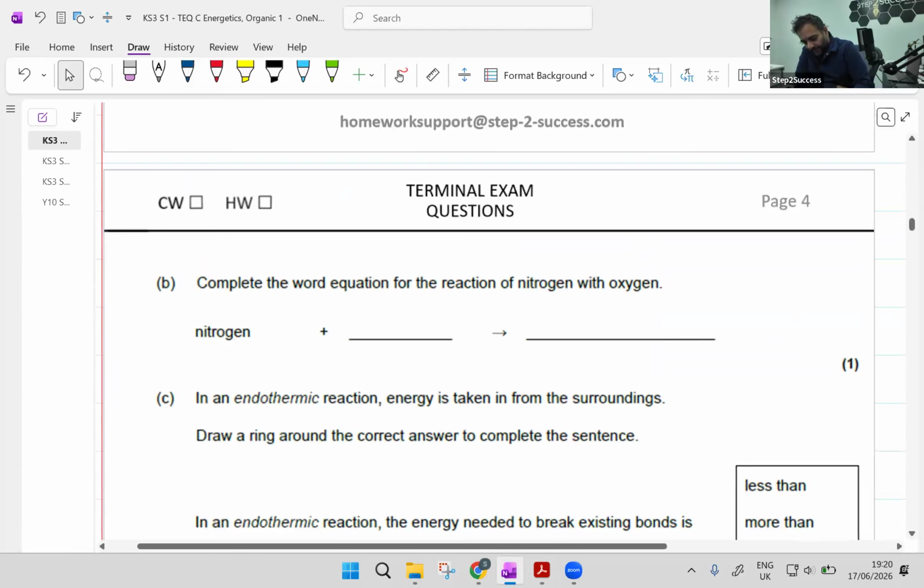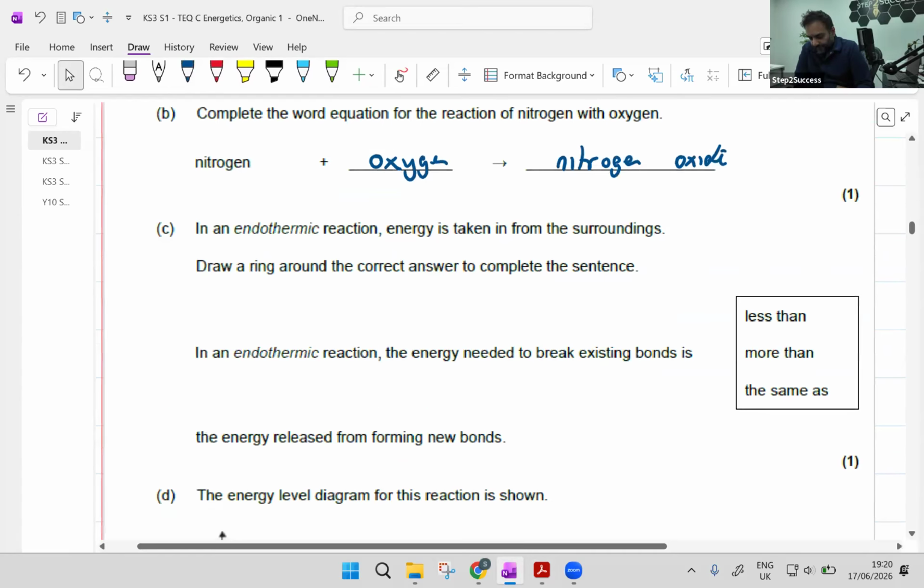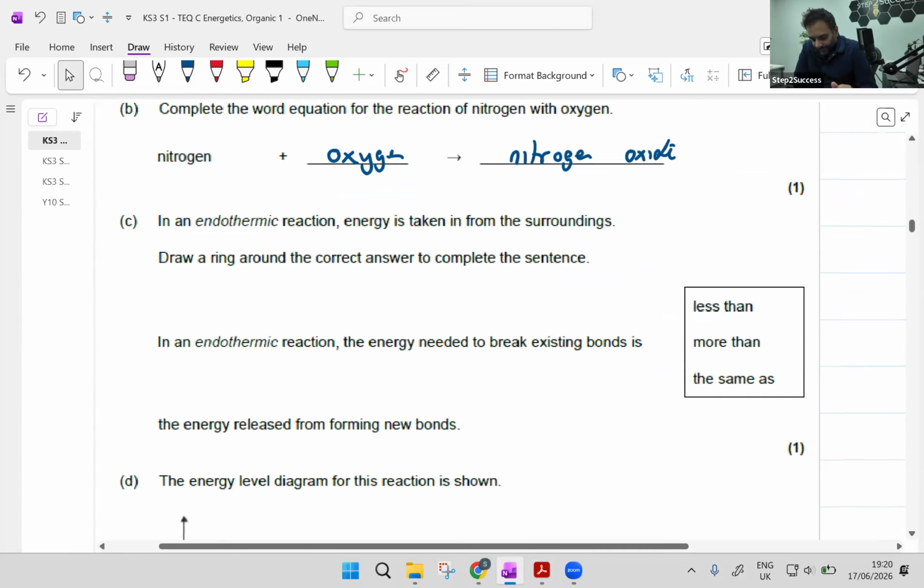Complete the word equation for nitrogen and oxygen. So nitrogen and oxygen react together and it makes something called nitrogen oxide. And then in an endothermic reaction, it's quite hard to explain this, but I will try to explain.